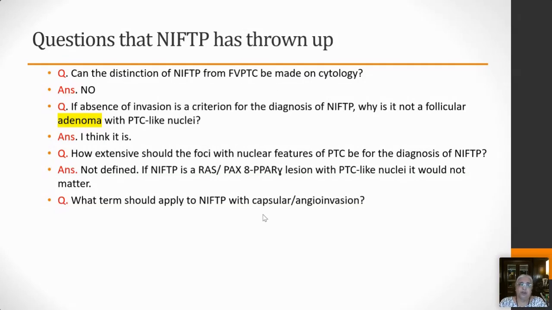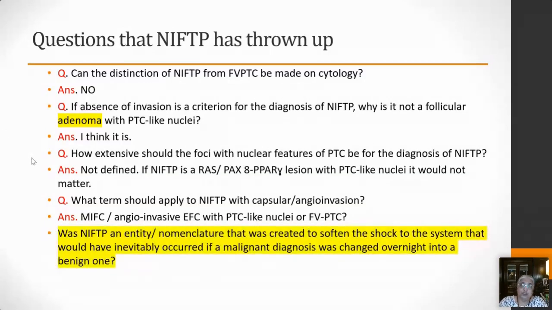So what will you call an NIFTP when it shows capsular and angioinvasion? Are you going to call it minimally invasive follicular carcinoma or angioinvasive encapsulated follicular carcinoma with PTC-like nuclei? Or are you going to call it follicular variant of papillary thyroid carcinoma because it has shown invasion? And I'm not sure what the answer to that question is.